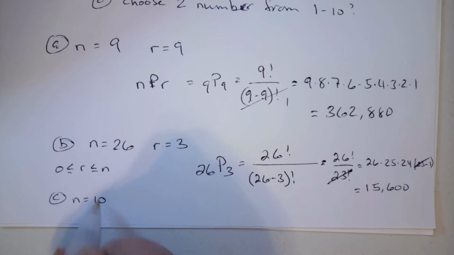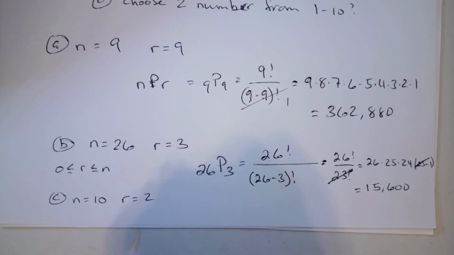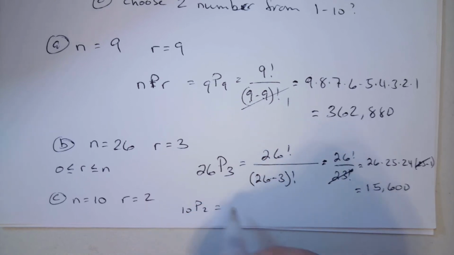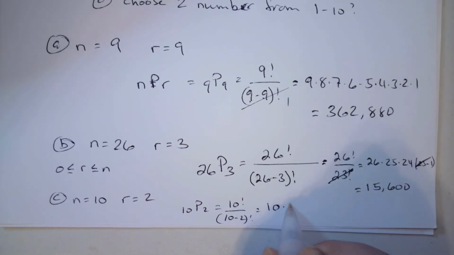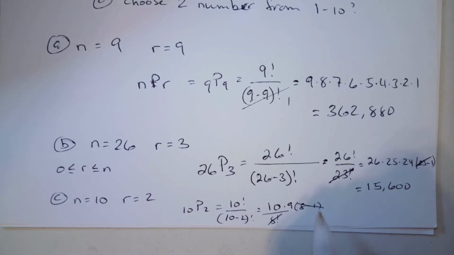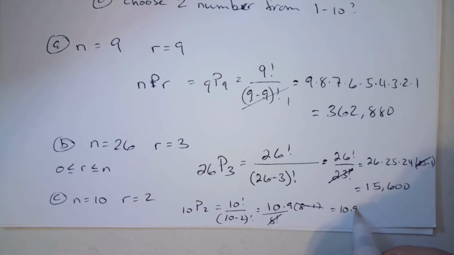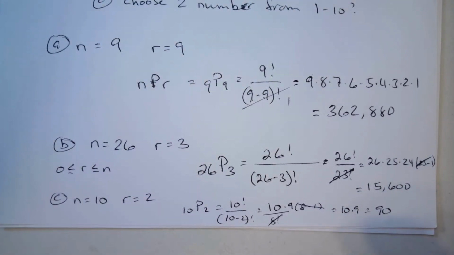You have 10 numbers, and you want them in groups of 2. So it's 10P2, 10 minus 2. 10 times 9, 8 factorial cancels, so 8 down to 1 cancels. All that's left is 10 times 9, which is 90. So that's the way you use permutations, and it gets much easier as we go along.